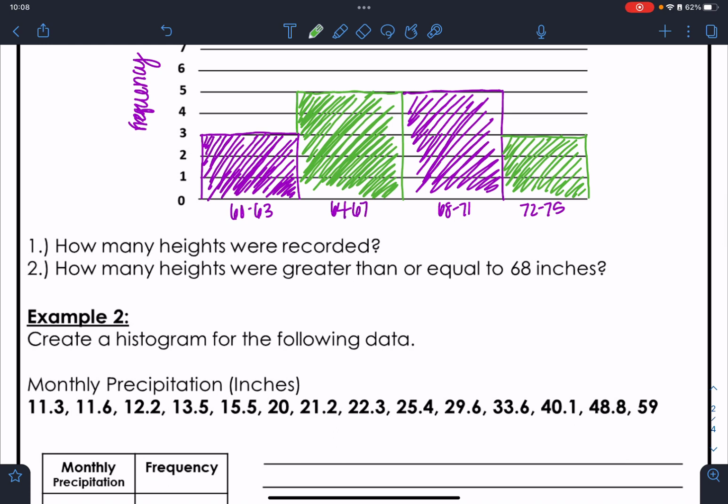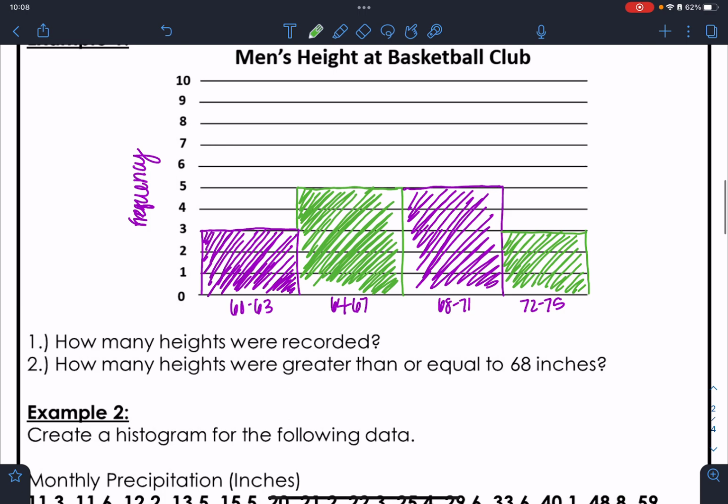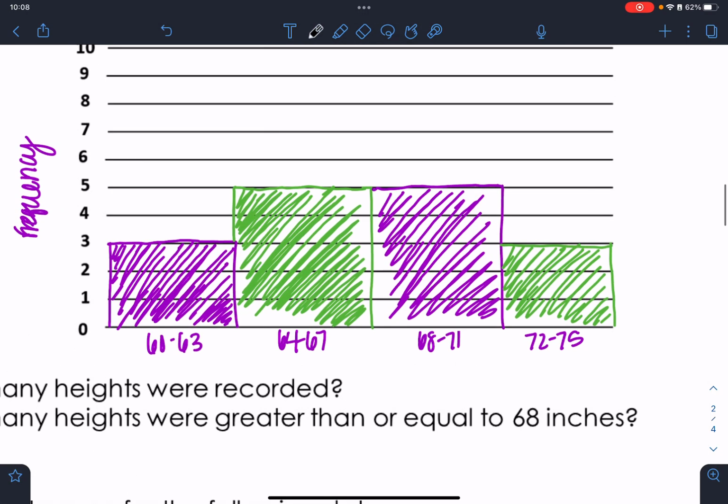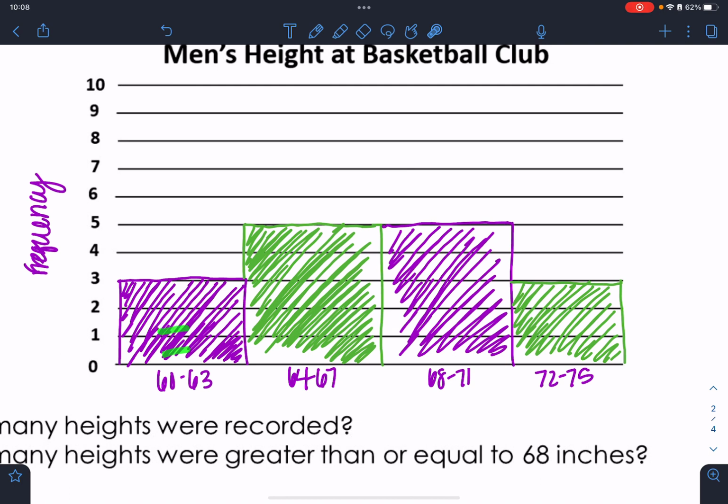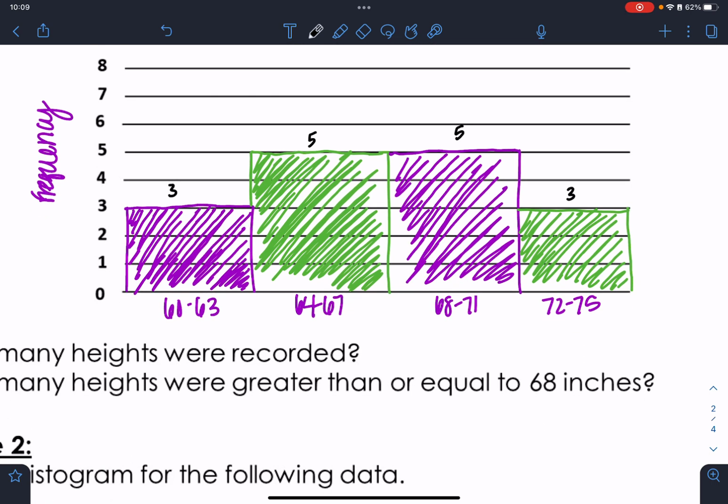So the first question is, how many heights in total were recorded? So there's a very fast way to do this, right? Remember that each line here represents a number. So I had 3 that were between 60 and 63. I had 5 that were between 64 and 67. 5 here, 3 here. So what is that in total? 5 plus 5 is 10. 3 plus 3 is 6. So 10 plus 6 is really 16. So we can add those up. It's a nice visual way of seeing how many we have in total. Okay, I have 16 total heights here.